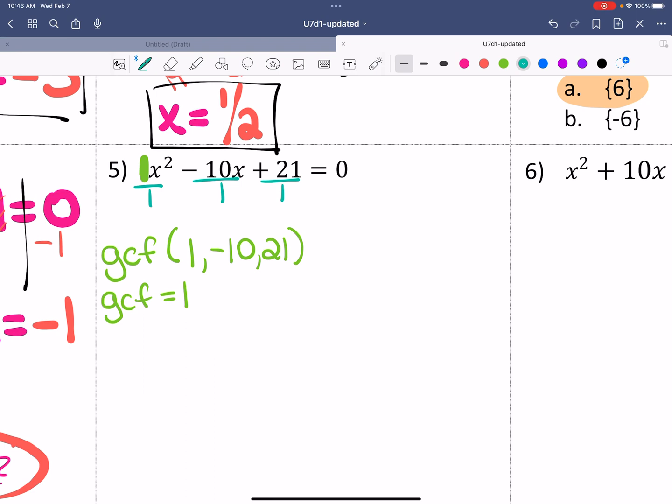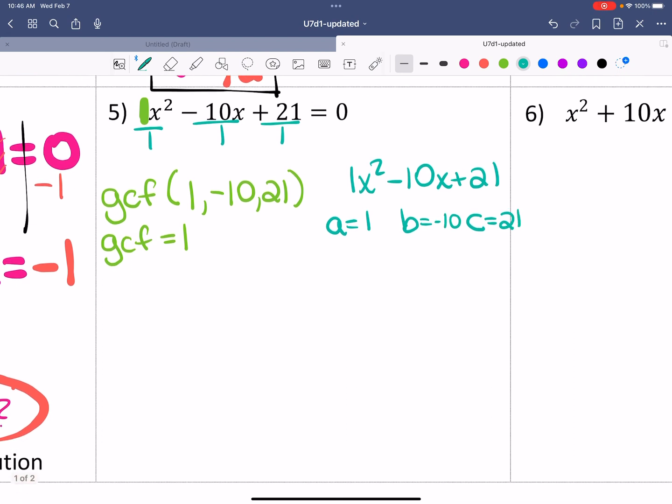You can start typing it in, 1 divided by 1, -10 divided by 1, 21 divided by 1, but you're going to get the same numbers. So it's going to stay the same, and that helps us with our A, our B, and our C. So on this one, our A is a +1, B is -10, C is 21.